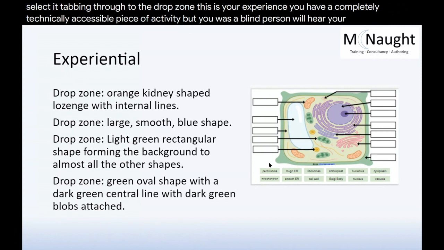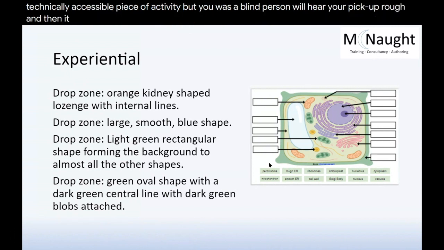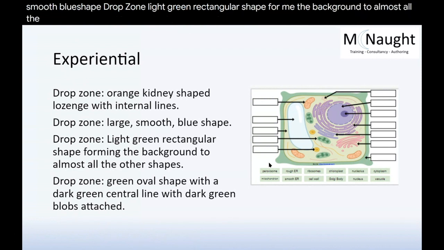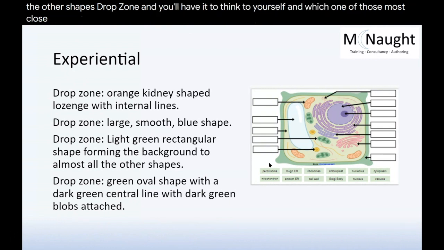hear, you'll pick up rough ER, and then it will say drop zone, orange kidney shaped lozenge with internal lines, drop zone, large smooth blue shape, drop zone, light green rectangular shape forming the background to almost all the other shapes, drop zone. And you're having to think to yourself, now which one of those most closely matches the description of the alt text in the textbook? This becomes an awful memory exercise.